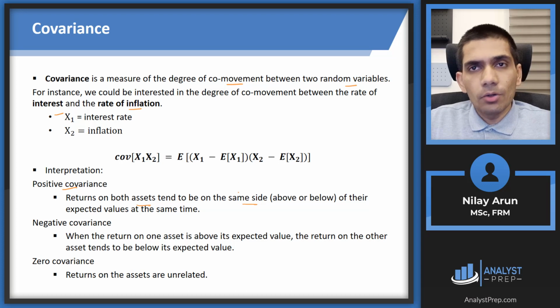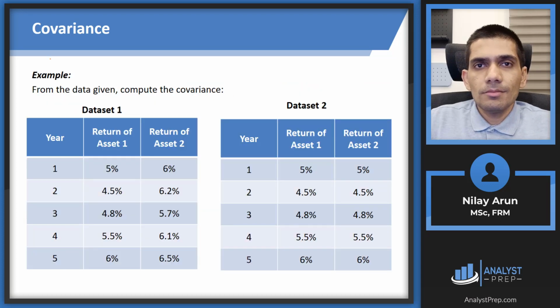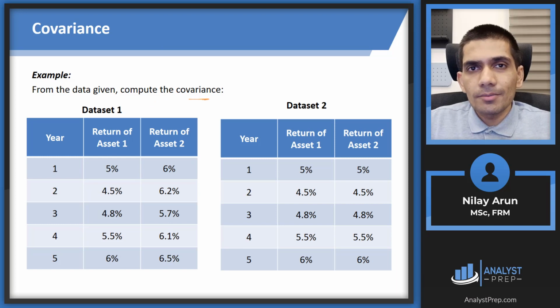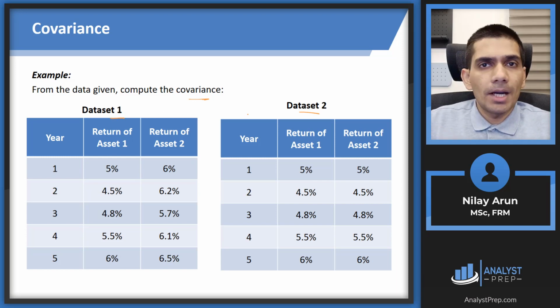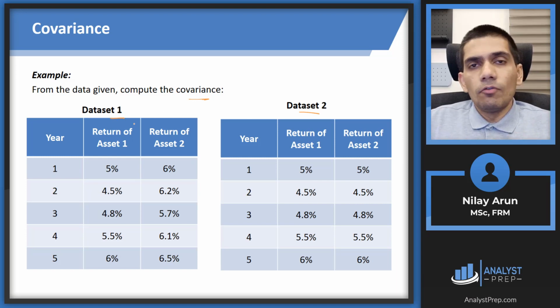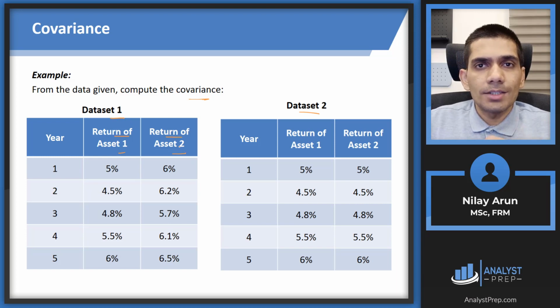Now let's try to calculate covariance. Let's look at this particular data and compute the covariance. We have two different data sets, data set 1 and data set 2. For now, just ignore data set 2. We will come back to that later. Right now, we will focus on data set 1. Here we have the return of asset 1 and the return of asset 2 for 5 years. Earlier, we were only doing it for one portfolio for 5 years. Now we're going to do it for two different assets, asset 1 and asset 2, for 5 years.